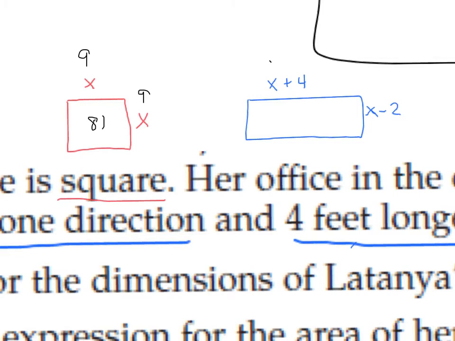Okay, and if I put 9s here, I'm now going to get a 13, right? 9 plus 4 is 13. 9 minus 2 is 7. So I'm going to get a 13 by 7, which will give me 91 feet. So if I'm looking at these two, obviously her new office will give her more room.